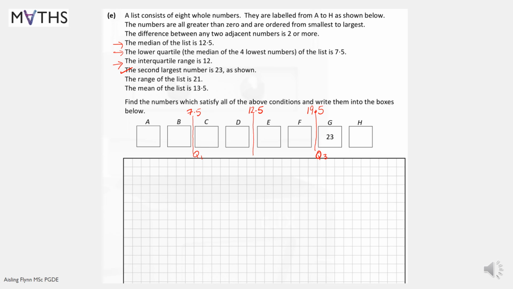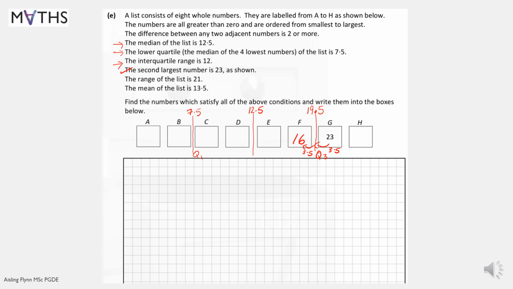Halfway between F and G is 19.5. Okay, so the difference between 23 and 19.5 is a gap of 3.5. So by the definition of median, the gap to F should also be 3.5, so subtract 3.5 from 19.5 and I get 16. Okay, and we'll be doing something similar along the way with the other ones. So now I'm stuck again. I'm going to write down what I do know.